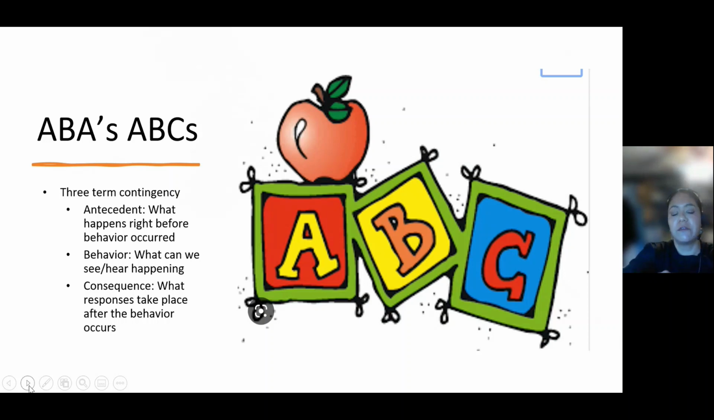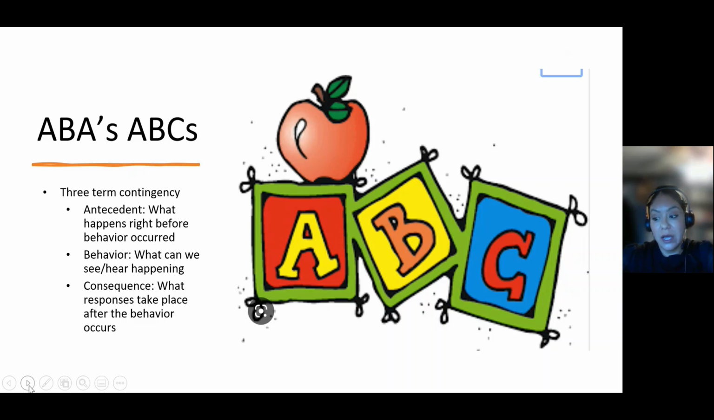We talked about gathering information, and in ABA, we do this by looking at what we call the ABCs, also known as the three-term contingency. The three-term contingency is just a fancy way of saying, let's look at the behavior from beginning to end. The A in ABC stands for antecedent. Here we're looking at the events, the actions, the circumstances that occur immediately before a behavior: who was involved, what was said, when did it happen, what day, what time, where did the behavior take place?